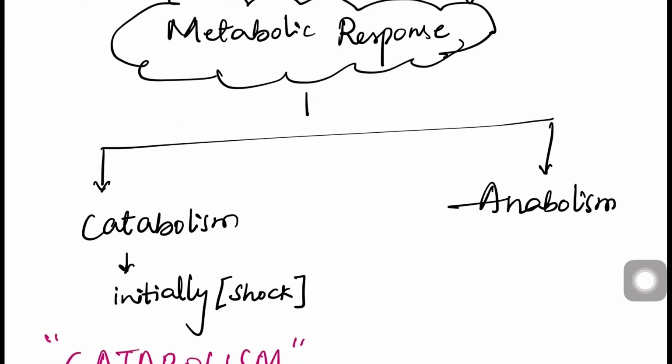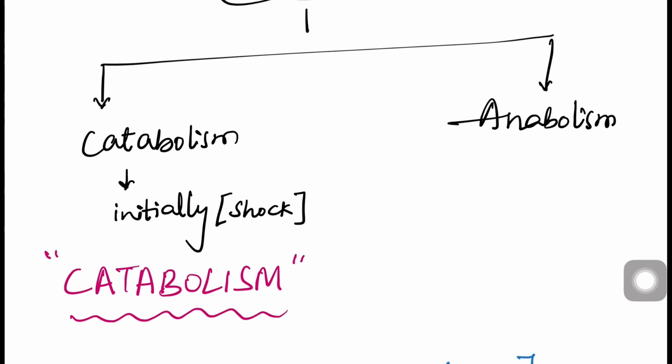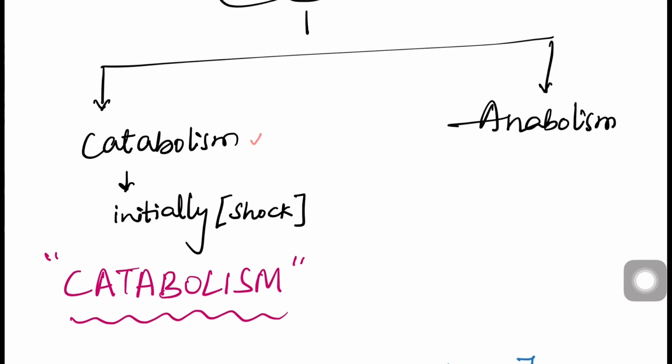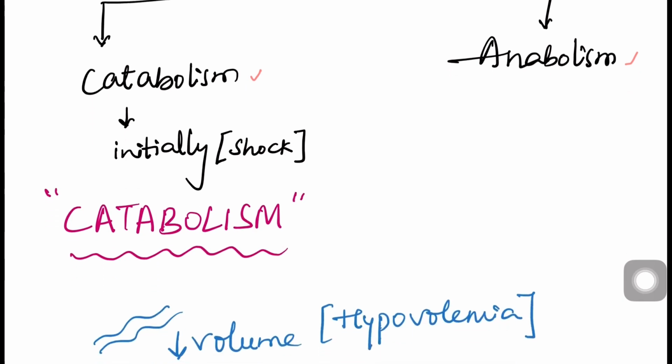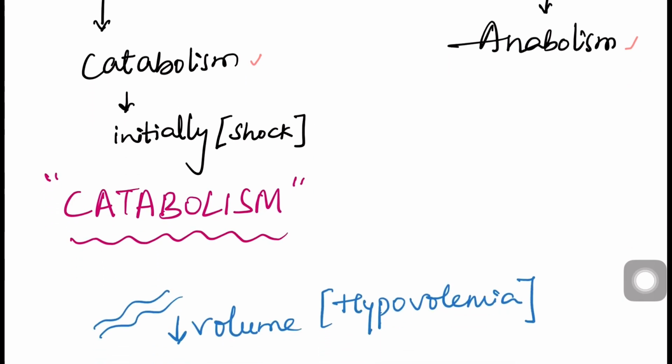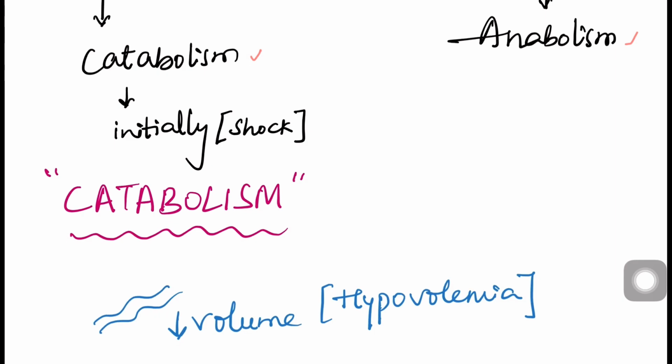In metabolic response to injury, it is mainly briefed into two phases. Initial phase of catabolism followed by later phase of anabolism. Initially it may or may not include the phase of shock. What do you mean by catabolism? Whenever there is any kind of breakdown, it is known as catabolism.